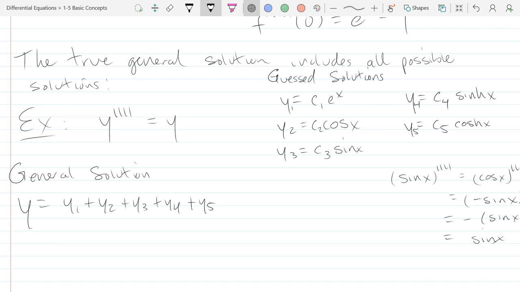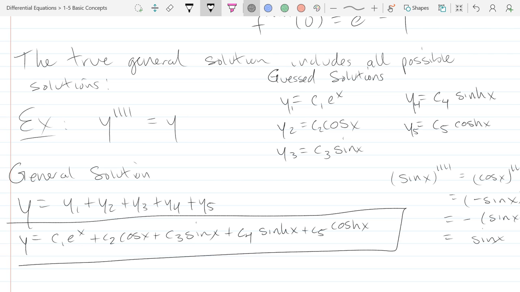So we add all these together, and that's called the general solution. So we have c1 e to the x plus c2 cos x plus c3 sine x plus c4 hyperbolic sine x plus c5 hyperbolic cosine. All right. Now, assuming there were no more solutions, that was it, this would be the general solution. You throw in every single possible solution into there.